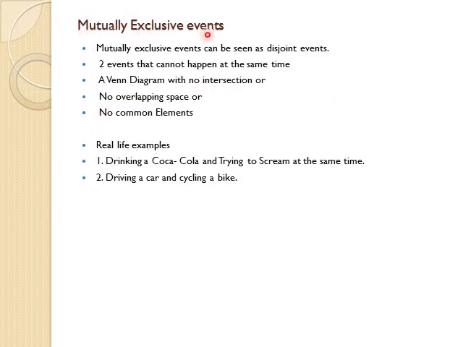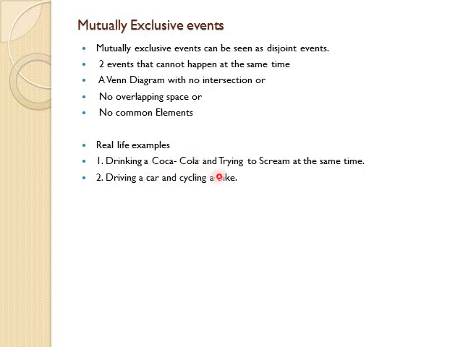So mutually exclusive events, in short, can be seen as disjoint events, say two events that cannot happen at the same time, or a Venn diagram with no intersection, no overlapping space, no common elements. To give you a real life example, you can't be drinking a Coca-Cola and try to scream at the same time while trying to drink the Coke. You will choke on the Coke.